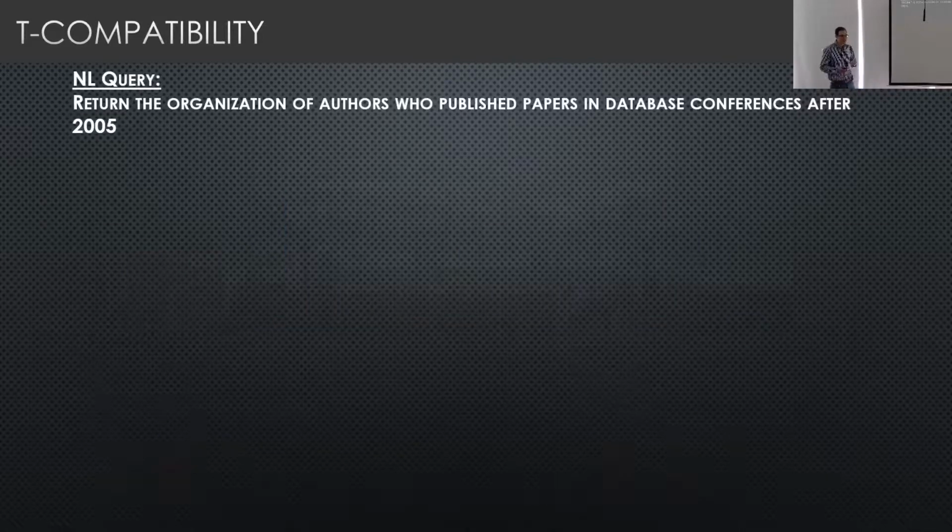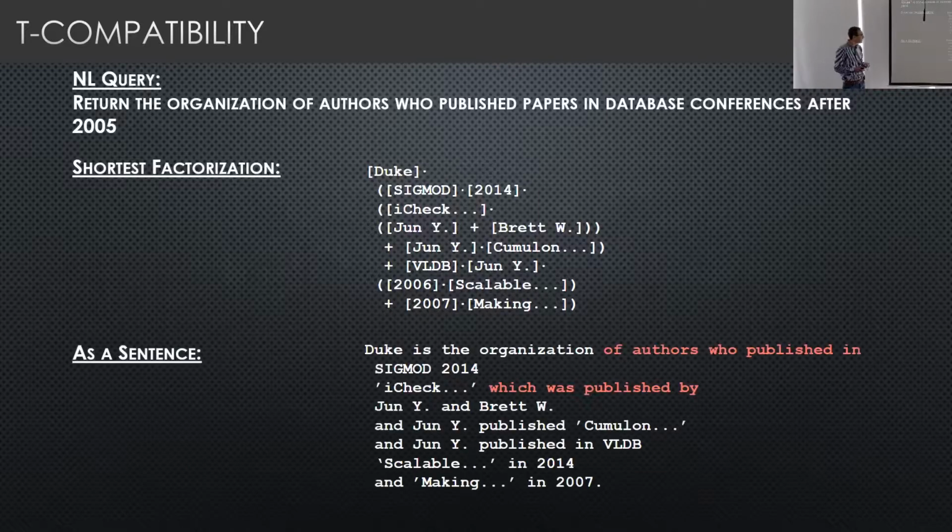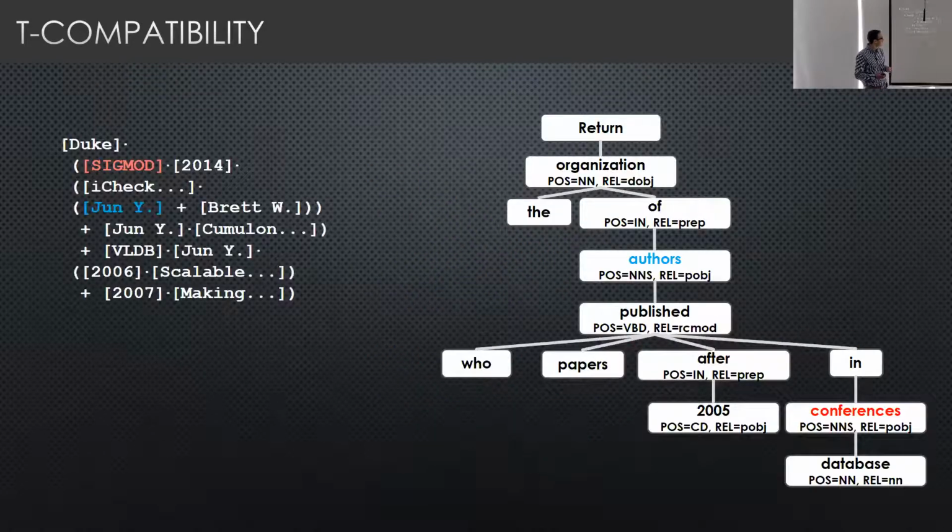Here at the top, again, we have the natural language query. Here's the shortest factorization. And here's a reasonable explanation sentence based on the structure of this factorization. Now, first notice that this is not a clear sentence. And what's more, the parts in red are not part of the original natural language query, and it's not clear how to automatically generate them. So let's see what happened.